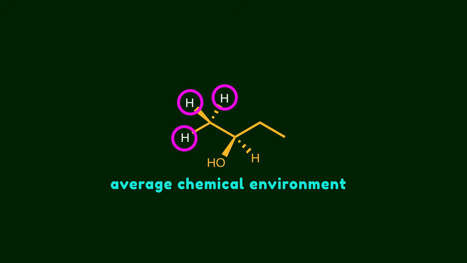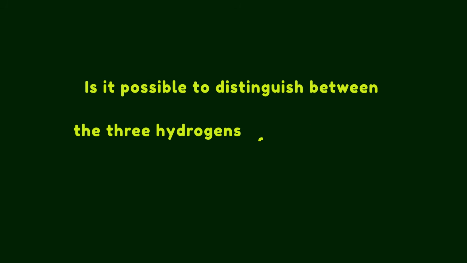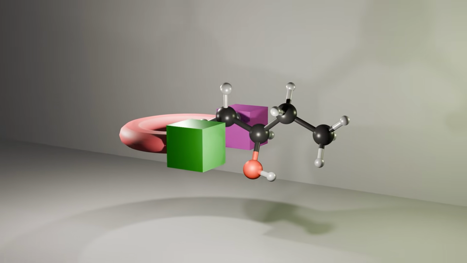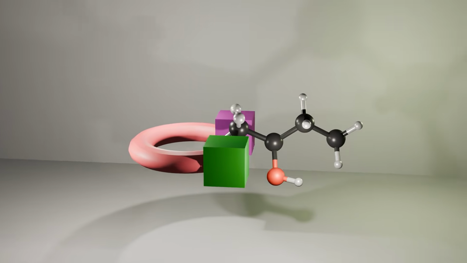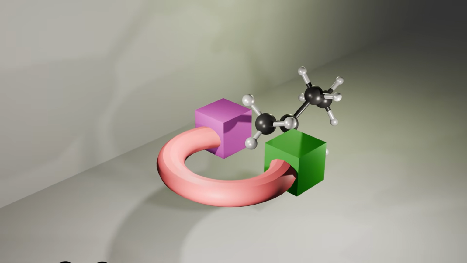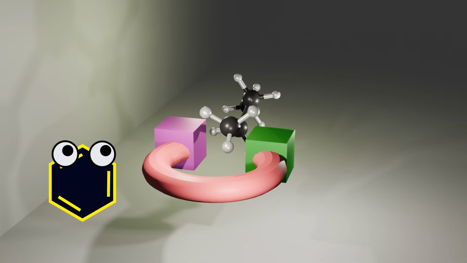This brings up an interesting question. Is it possible to distinguish between the 3 hydrogens of the methyl group at room temperature? One option is creating steric hindrance around the methyl group. If we can do this, rotation around the single bond is restricted. So when we look at the methyl group on the laboratory time scale, we can say that the 3 hydrogens are different. But how can we do this?